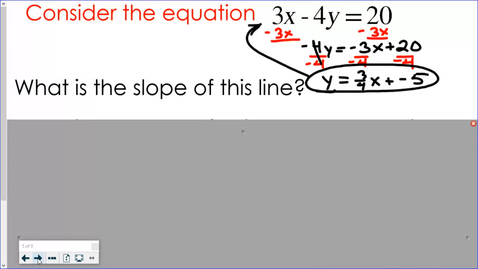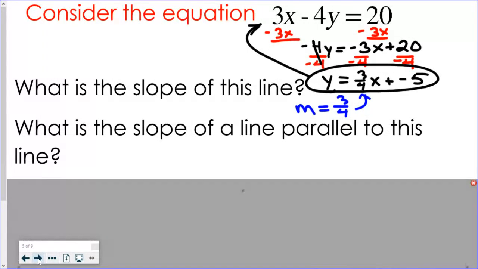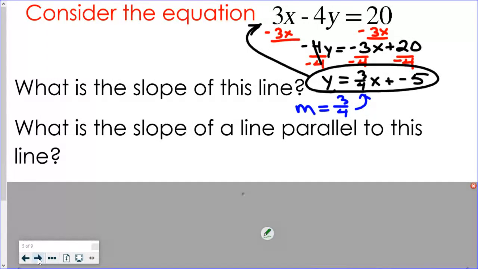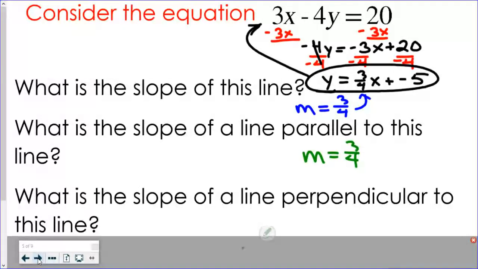Okay. What is the slope of this line? The slope is actually a positive 3/4 of this line right there. Okay. What is the slope of the line parallel? Well, the slope of the line parallel is exactly the same. What is the slope of the line perpendicular? I flip it, and if it's positive, now I make it negative. If it was negative, now it would be positive. That's all I need to do.